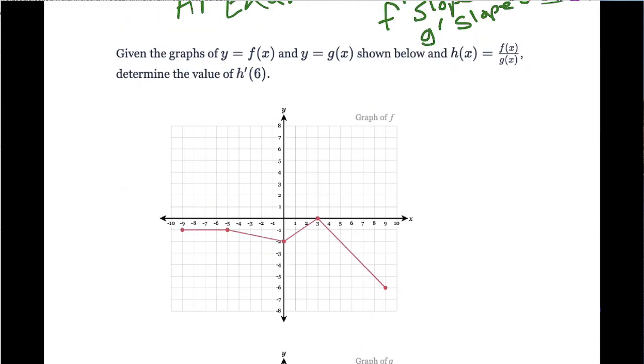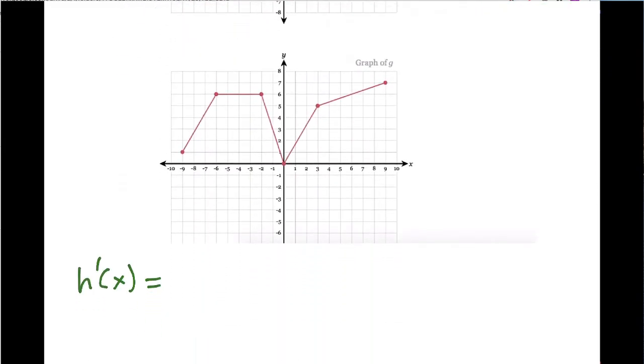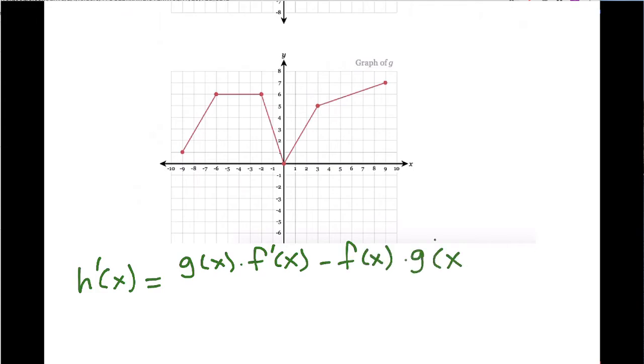that would be the bottom times the derivative of the top minus the top times the derivative of the bottom over the bottom squared.